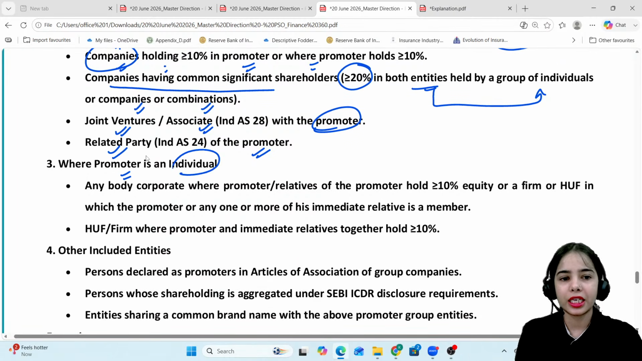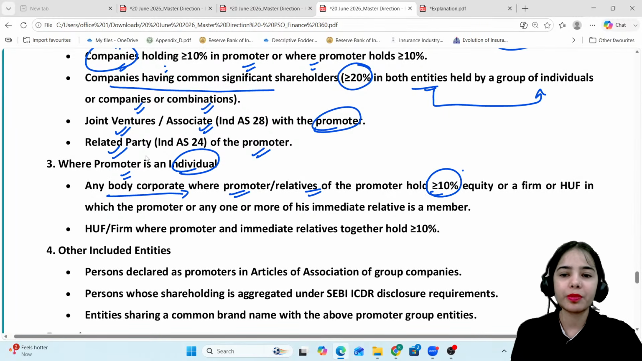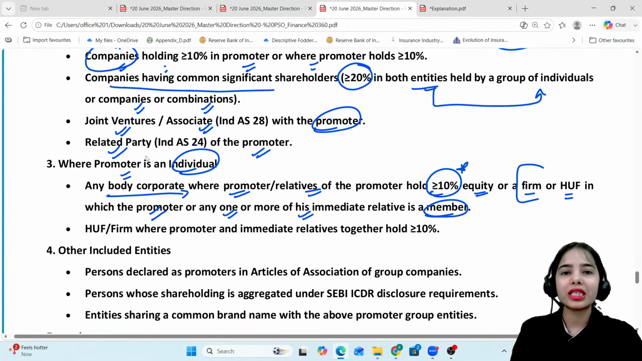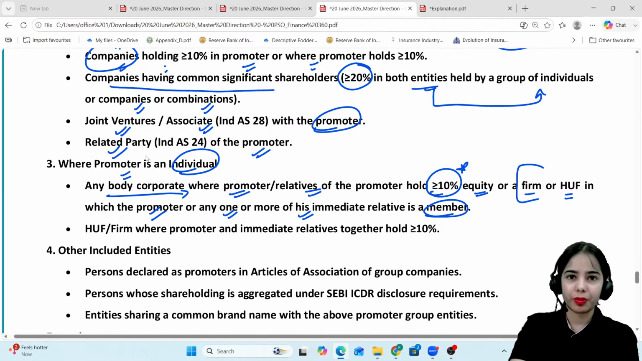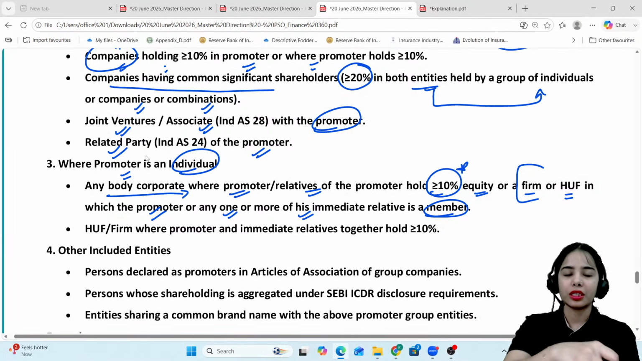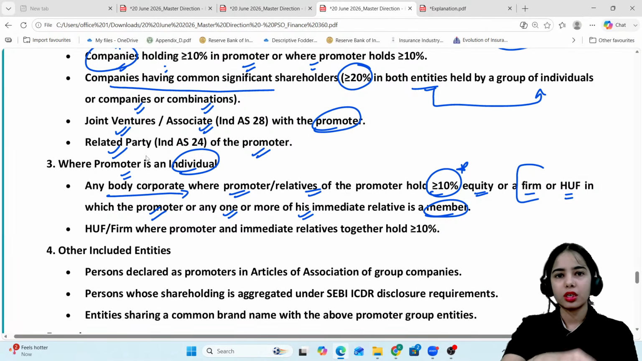Where the promoter is an individual, any body corporate where the promoter or relatives of the promoter hold 10% or more of the equity, or a firm or Hindu undivided family in which the promoter or any one or more of his immediate relatives is a member. So all of these companies will come under the promoter group, where the promoter has the interest, or the company that has interest in the promoter, or the company that has interest in the promoter's company.